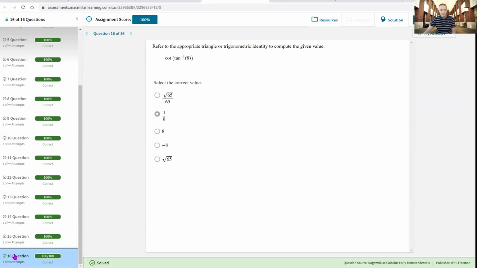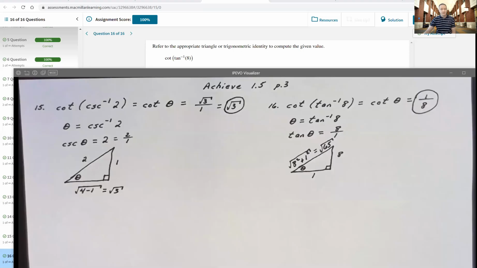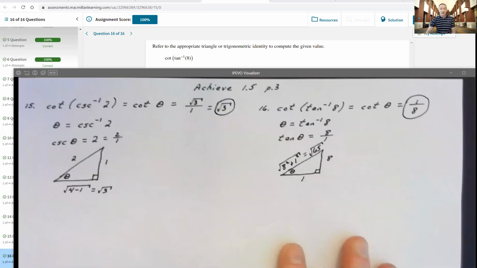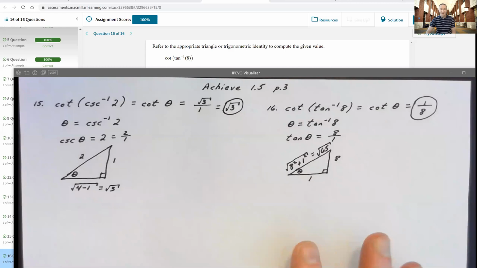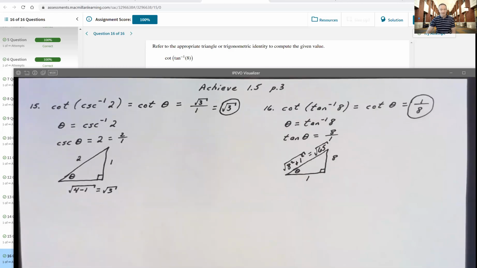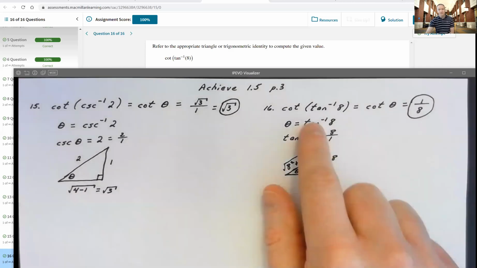For the last one here, we have the cotangent of the inverse tangent of 8. All right. Now, unfortunately, I have students that think that the cotangent and the inverse tangent are the same thing. Please, please don't be one of those students. The inverse tangent undoes whatever the tangent function does to theta. The cotangent is just the multiplicative reciprocal. It doesn't get rid of what tangent does to theta.